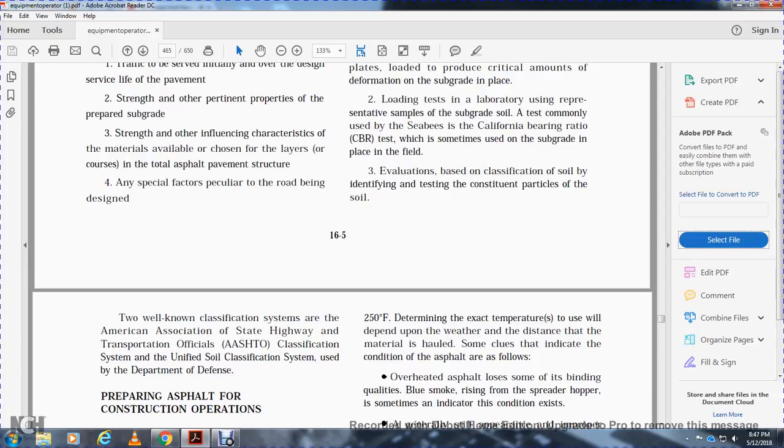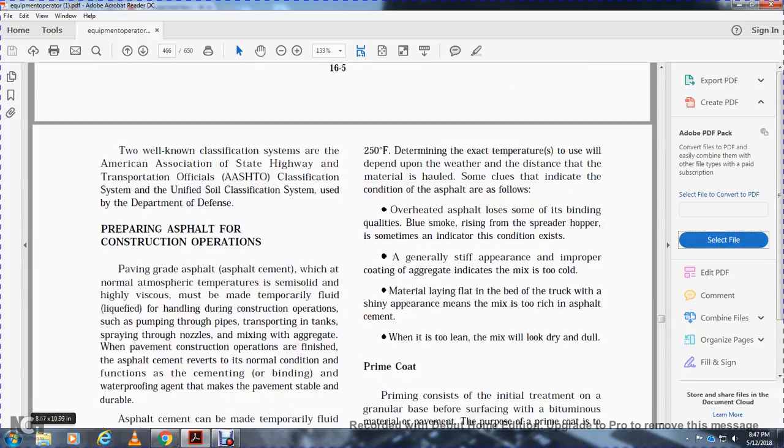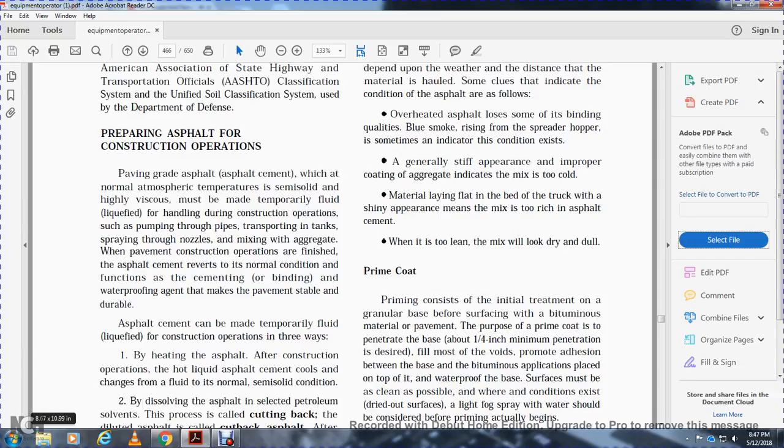Two well-known classification systems are the American Association of State Highway and Transportation Officials classification system and the Unified Soil Classification System by the Department of Defense. Preparing asphalt for construction operations.